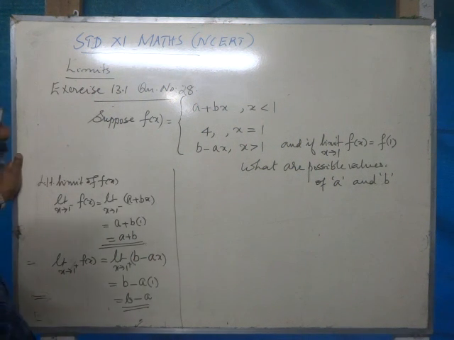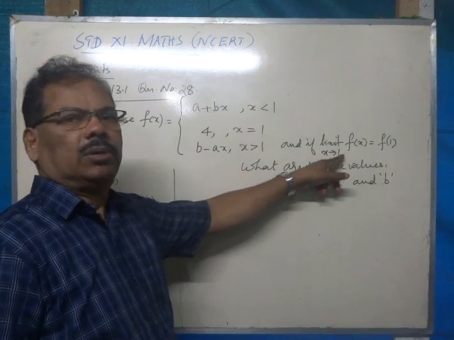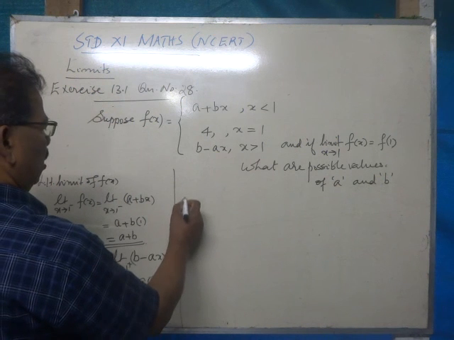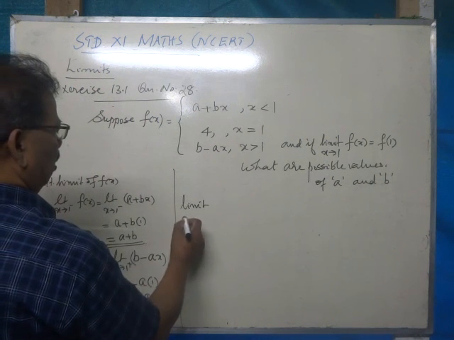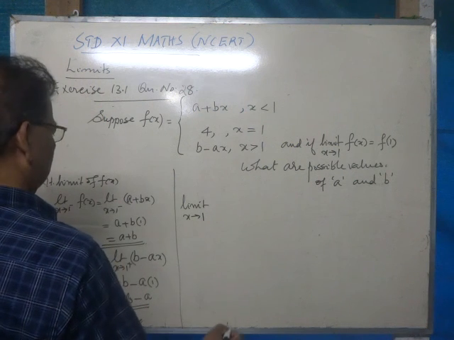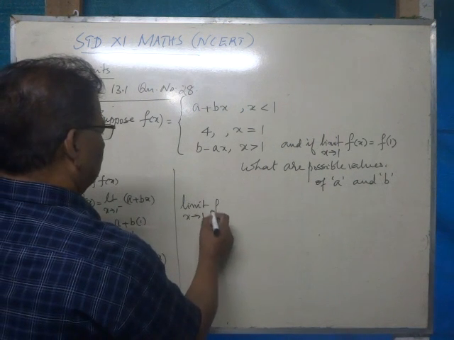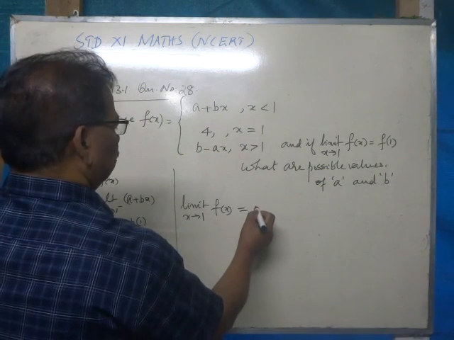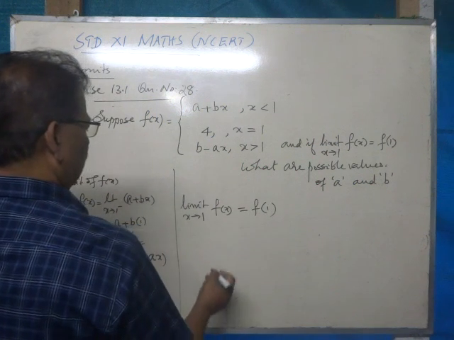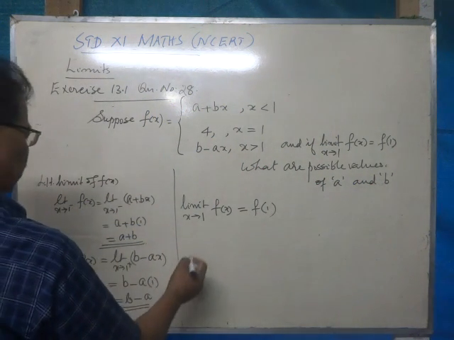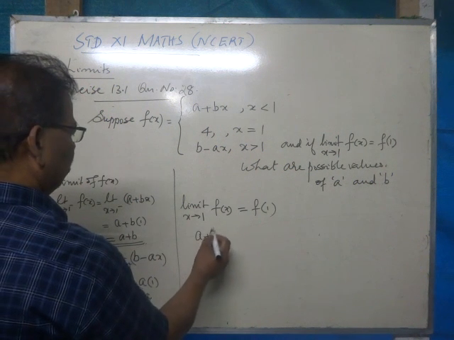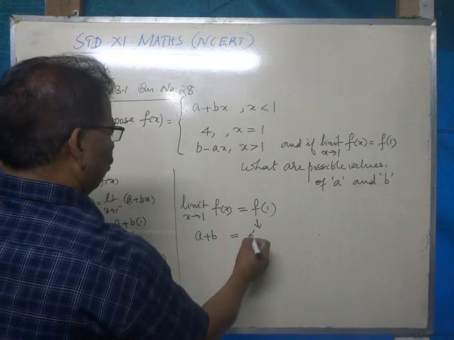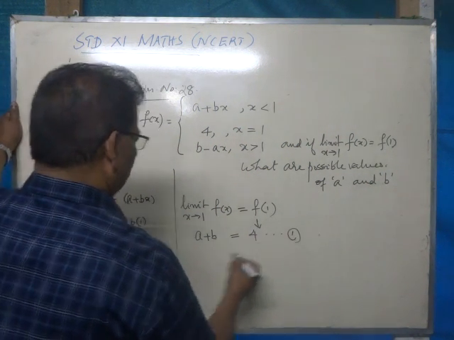And it is given that limit x tends to 1 f of x is equal to f of 1. Limit x tends to 1 f of x is a plus b, which is equal to f of 1, that is 4. So a plus b equals 4. Equation 1.